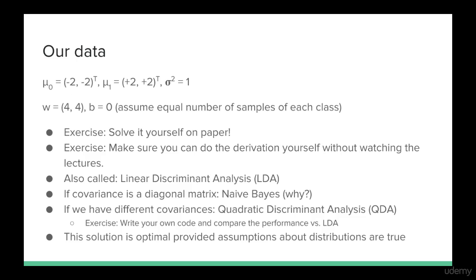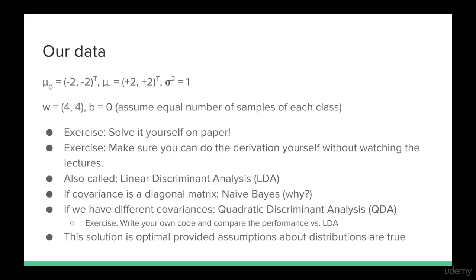In our coding examples, we are going to use two Gaussians. One centered at -2, -2, and one centered at +2, +2. The variance of each dimension will be 1, and each dimension will be independent. So any off-diagonals in the covariance would be 0. As an exercise, I want you guys to prove to yourselves that the solution is w equals 4, 4, and b equals 0. We're assuming that we have an equal number of samples of both classes. So that means alpha equals 0.5.